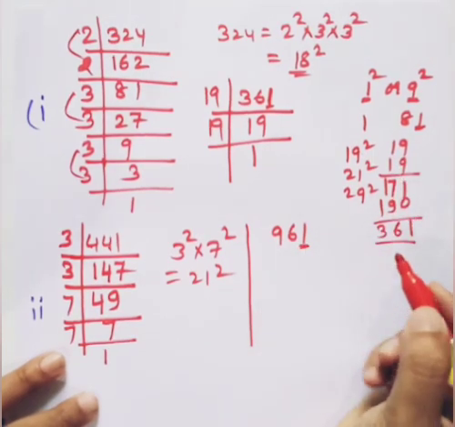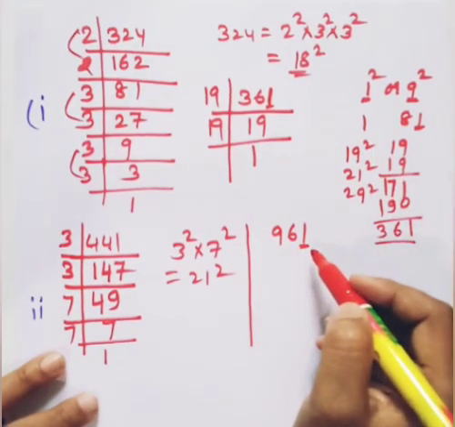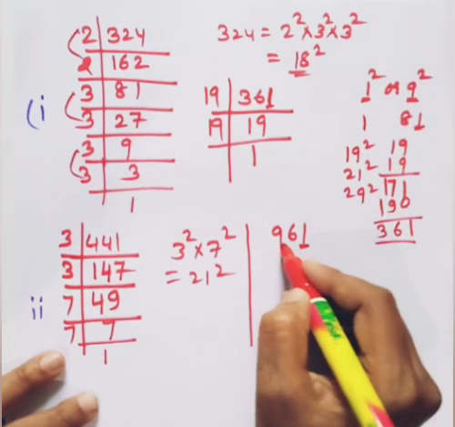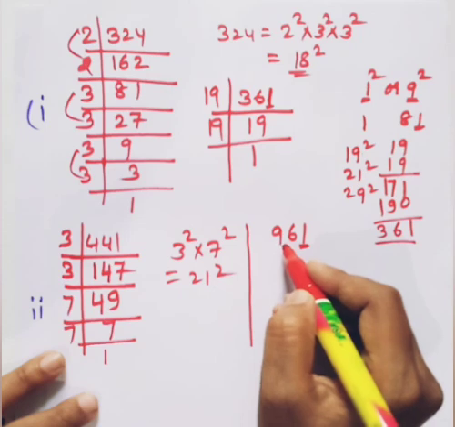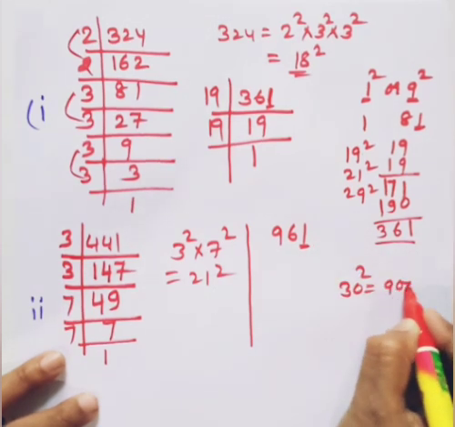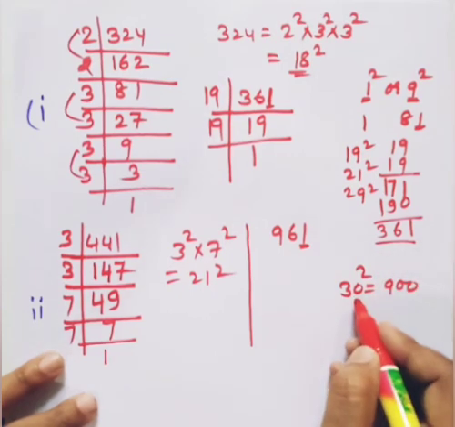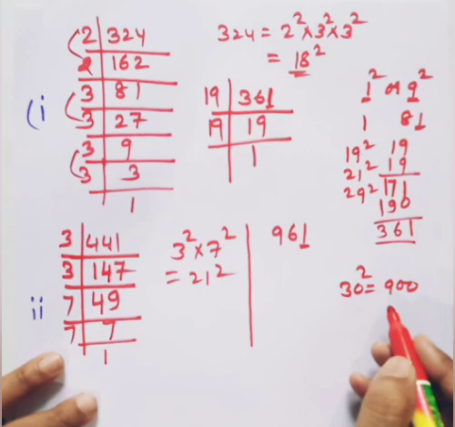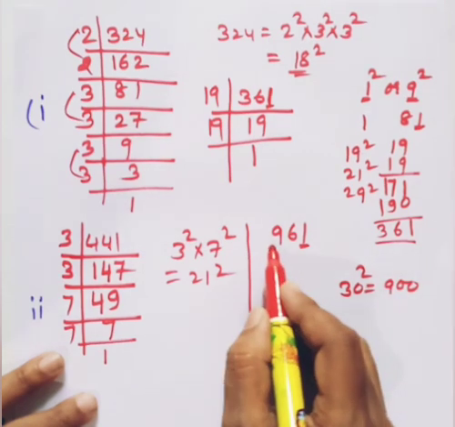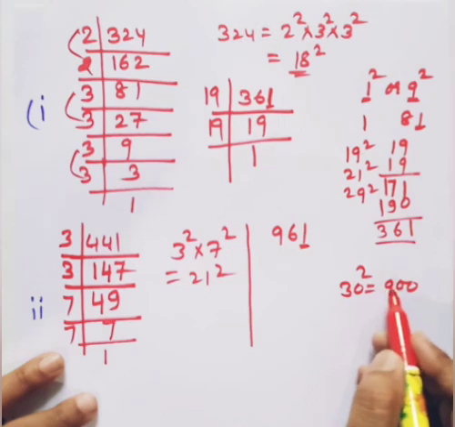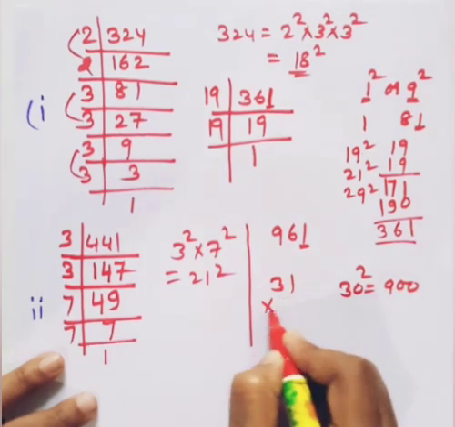We have 1 here, so the units place will be either 1 or 9. This is 961. That means more than 30 square. See, 30 square means 900. So 961 is more than 30 square. That means it can be either 31 square or 39 square. 961 is near to 900, so it would be better if we go for 31 into 31.